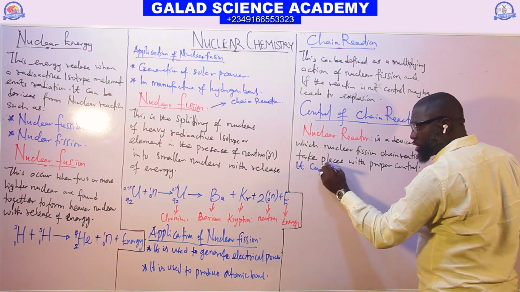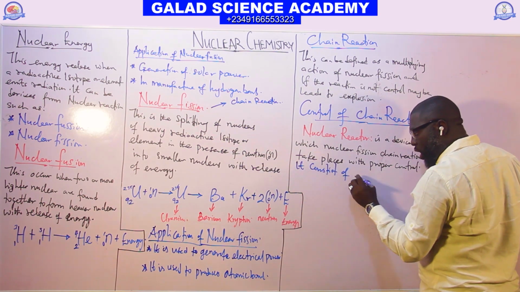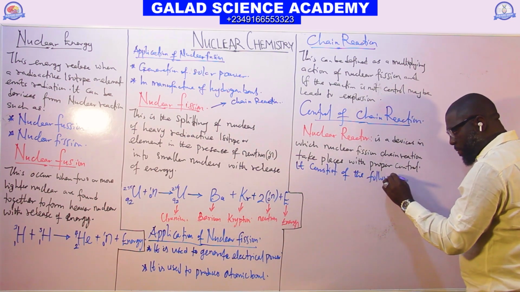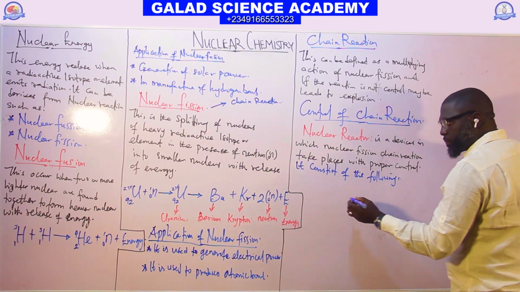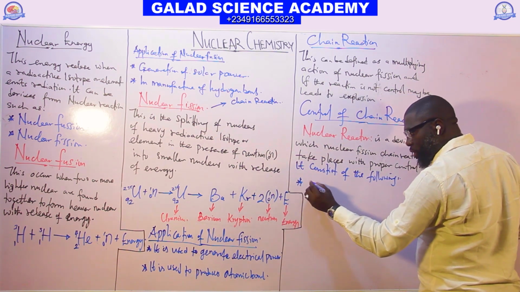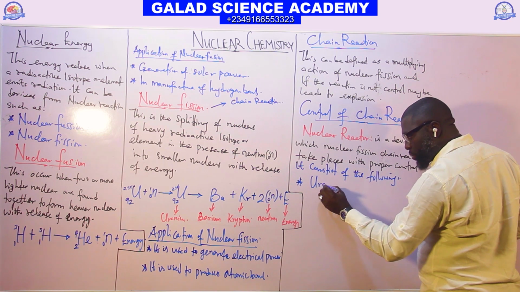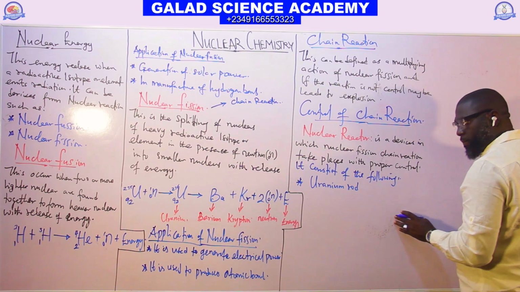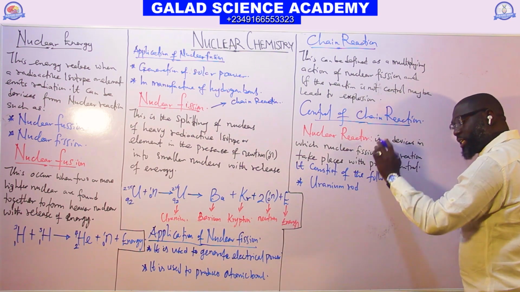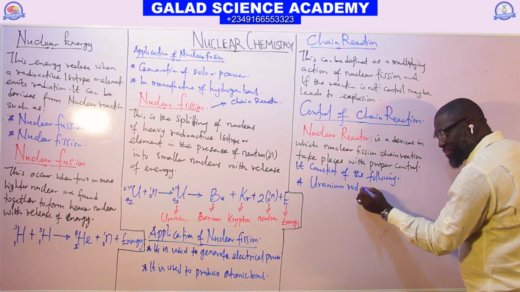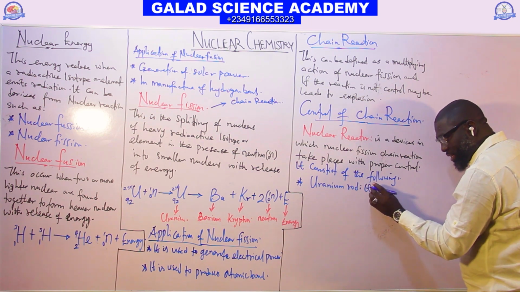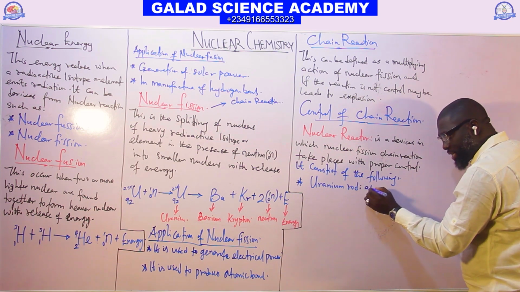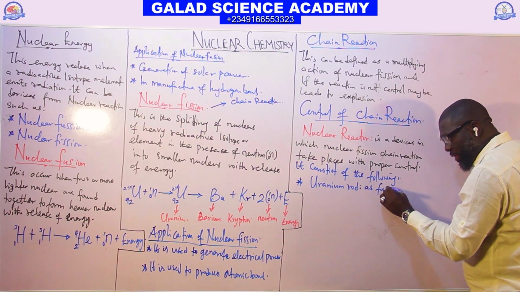It consists of the following. Number one, we have uranium rods. The uranium rod in a nuclear reactor serves as fuel.